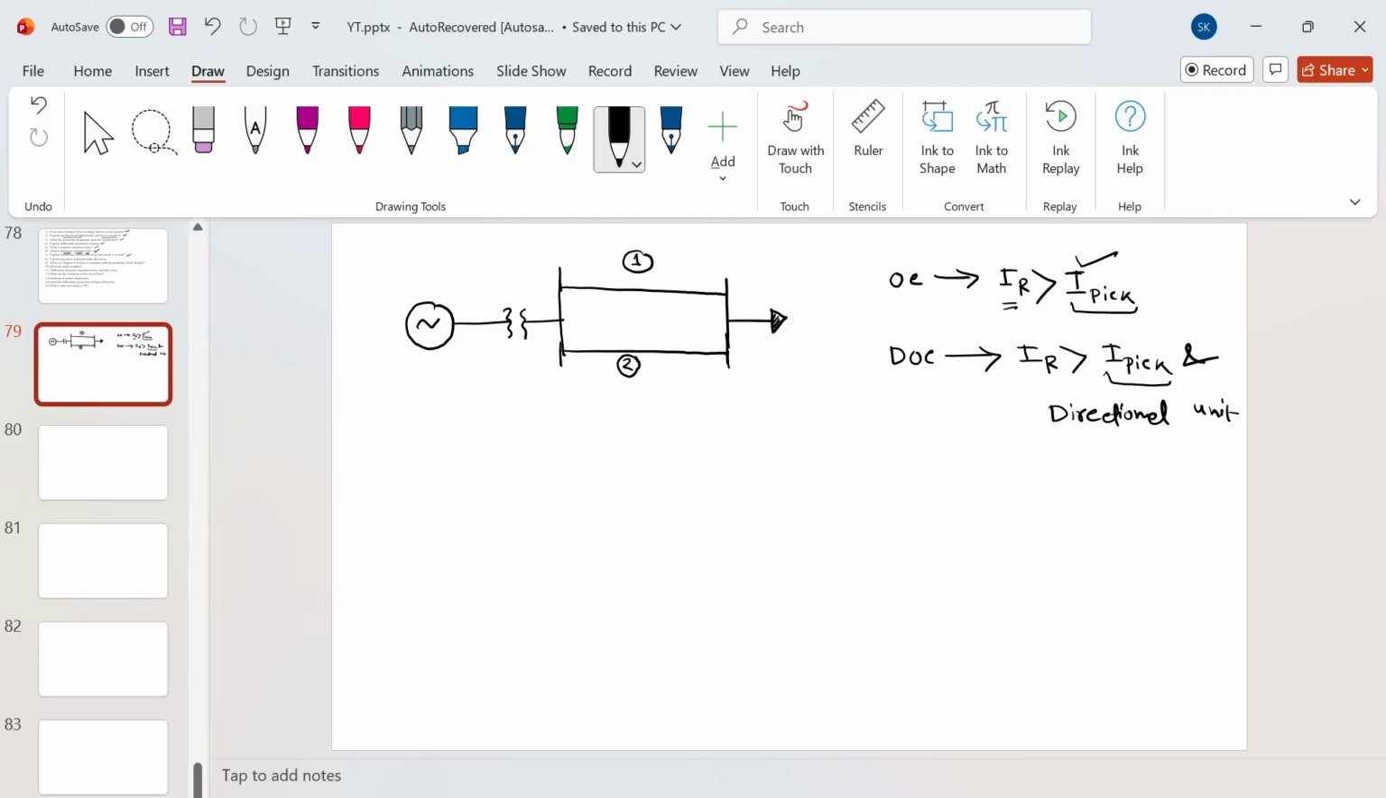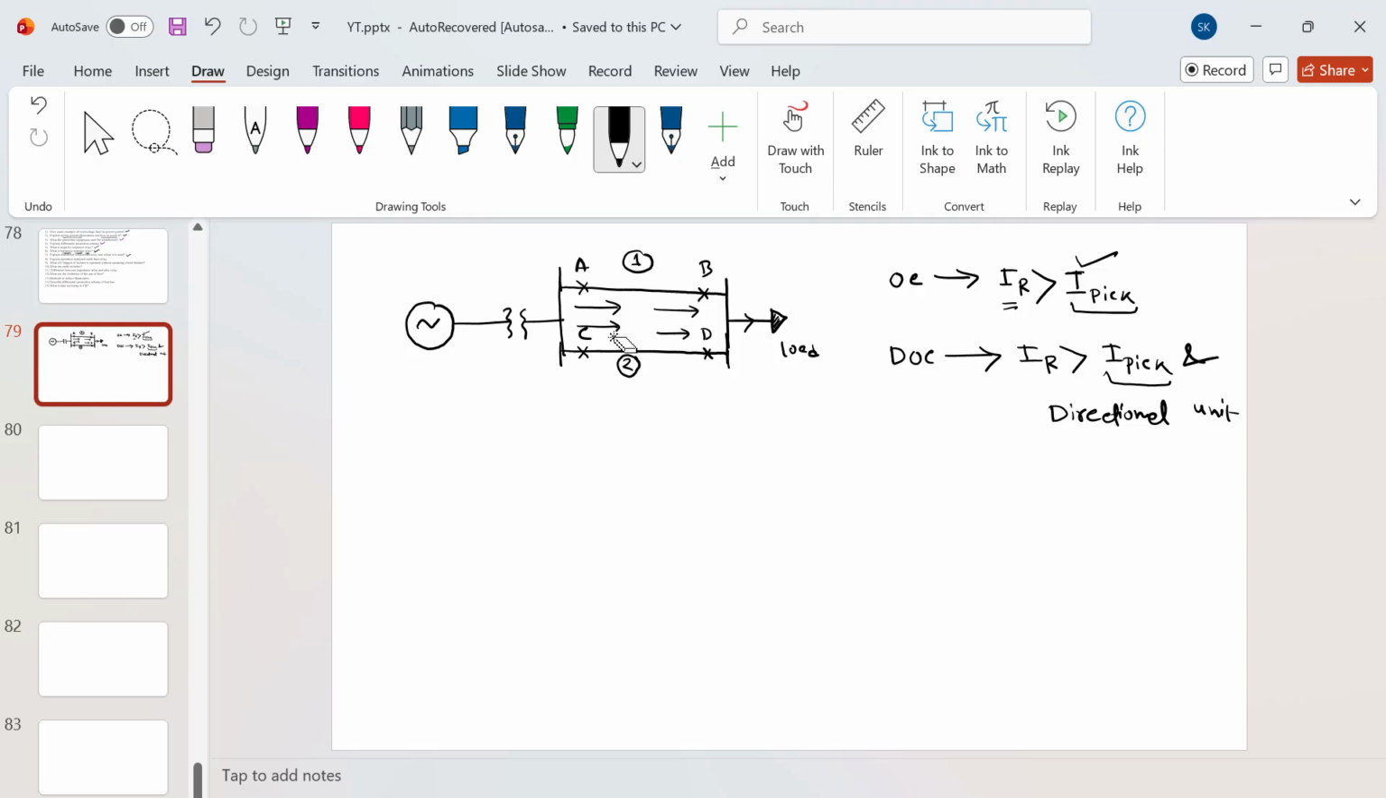Now let's say you have these four relays placed: two relays towards the source side, this is A, B, and this is C and D, two relays placed towards the load side. This is your load. At normal condition, the current direction is simply like this, from source to load.